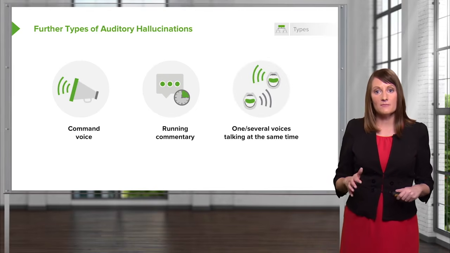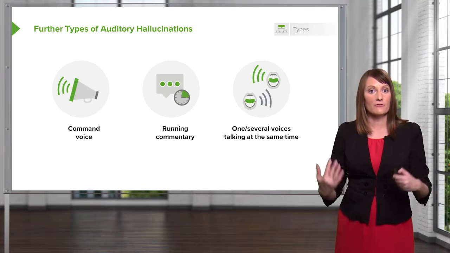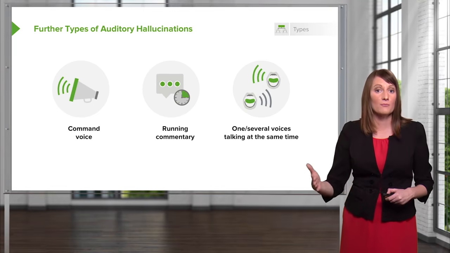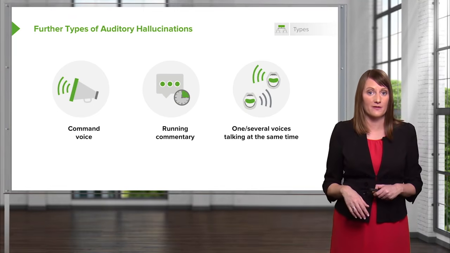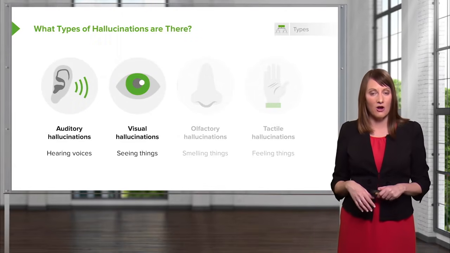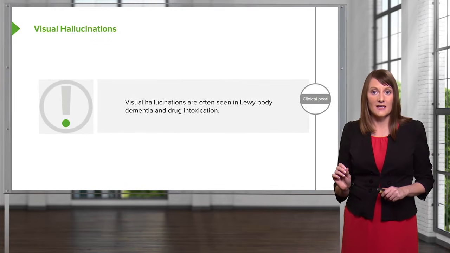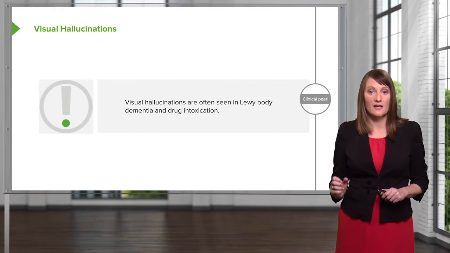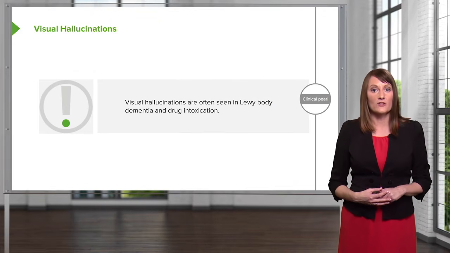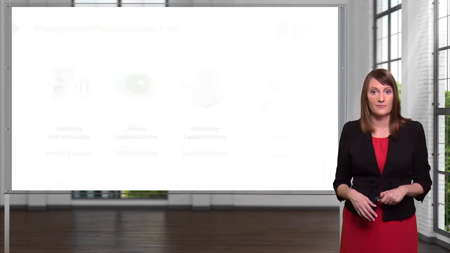And then a person may hear one or maybe several voices talking at one time. The person who's hearing several voices at once, again, is going to be more likely to be disturbed and distressed, and they may have a more severe form of a psychotic disorder. Visual hallucinations, otherwise known as seeing things, can also occur. Visual hallucinations are often seen in an illness called Lewy body dementia and also in drug intoxication, something very important to keep in mind when you're making your differential diagnosis of the patient presenting with a visual hallucination.